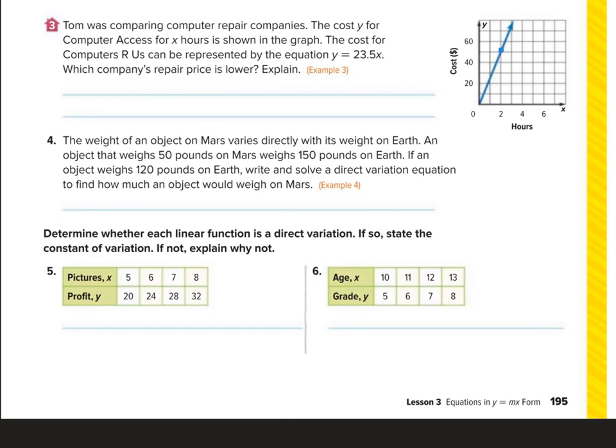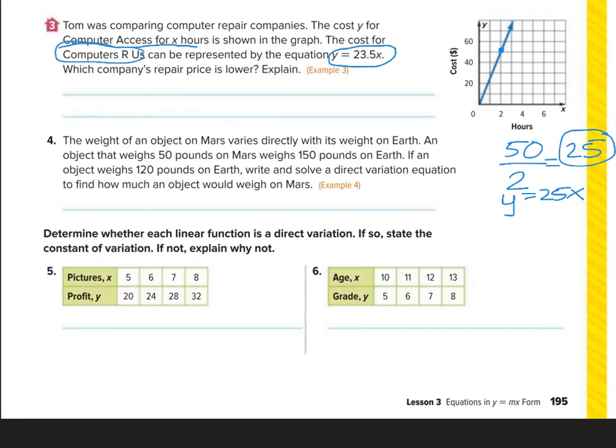this one, which is Computer Access, is $50 in 2 hours. So 50 over 2, which is 25. So that one would be y equals 25x. And Computers R Us is $23.50 x. So what company's repair price is lower? Computers R Us is lower.